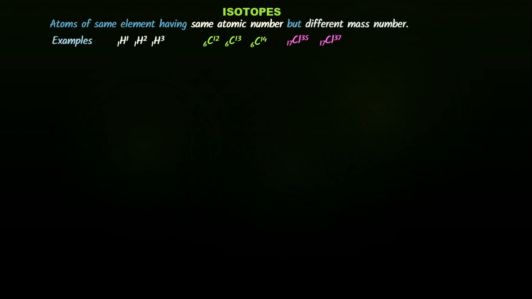Examples of isotopes: say, for example, three isotopes of hydrogen are shown to us. That's 1H1, 1H2 and 1H3. One is called protium, the second is called deuterium, and the third one is called tritium. Carbon has three isotopes: carbon 6-12, 6-13 and 6-14. Say, for example, chlorine 17-35 and chlorine 17-37, these are two isotopes.